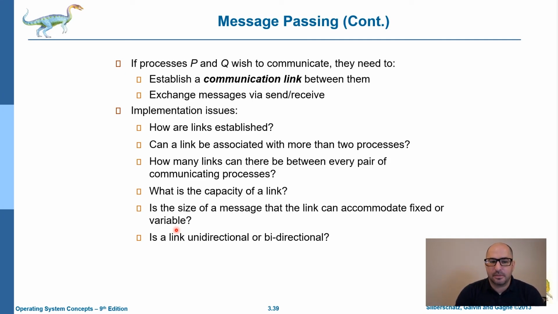Based on the operating system, links may be established in multiple ways. We don't necessarily have to describe the mechanism for establishing a link, just that there might be multiple ones. But we might want links that can have just two processes, or they might have multiple processes, where you might have multiple senders, multiple receivers, or one receiver, multiple senders, or the other way around.